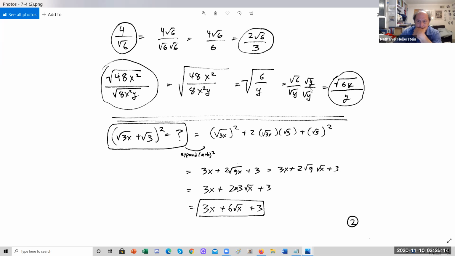Root 6 over root y. We'll multiply above and below by root y. So we rationalize the denominator to y. And the numerator is root 6y. So you get root of 6y, all that divided by y.